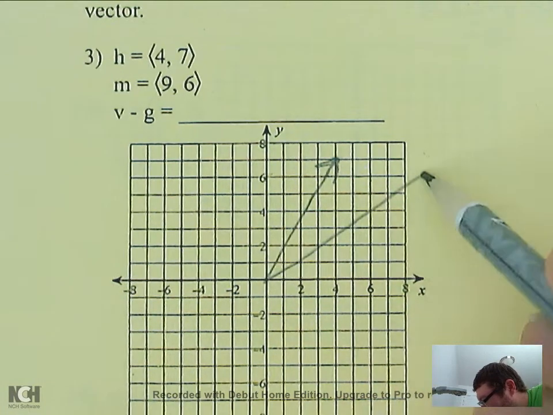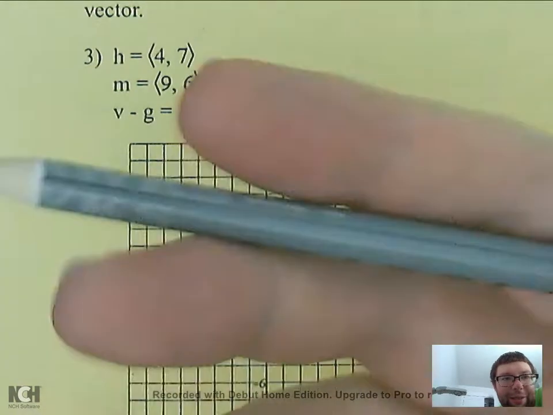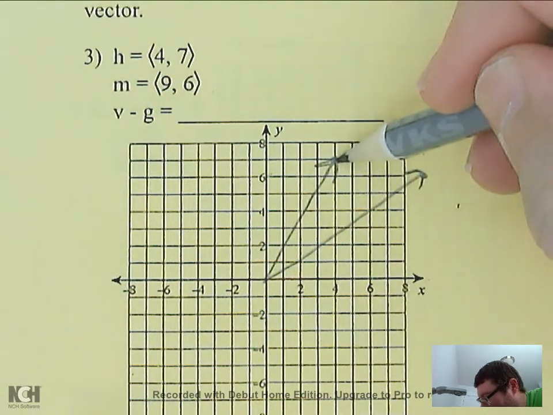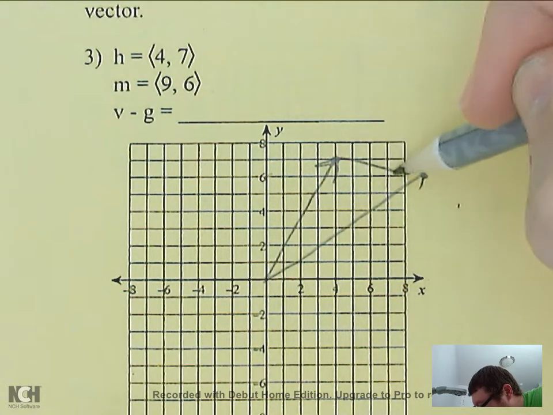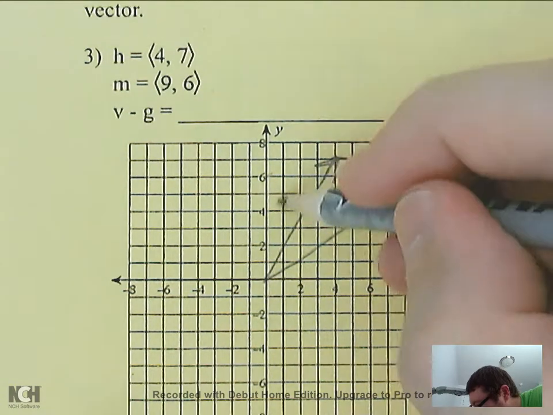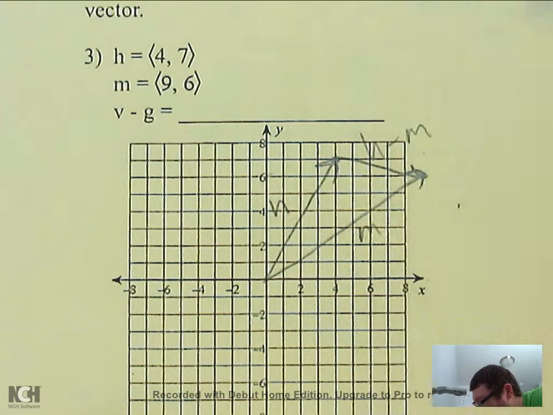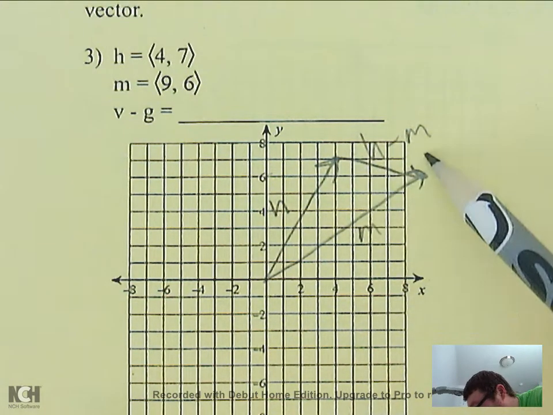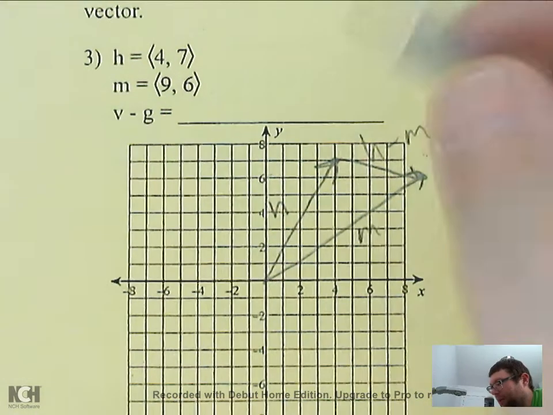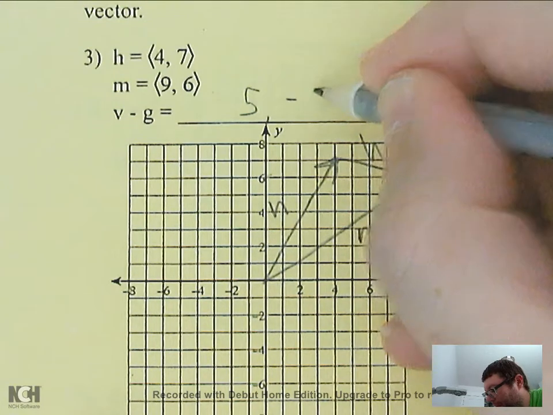There is my second vector. Now, to do a subtraction problem, I just draw a vector connecting the two terminal points and figure out what those components are. So this one's going to go over, and this is h, this is m, this is h minus m. So its components are going right, 1, 2, 3, 4, 5, and down 1. So it would be 5, negative 1.